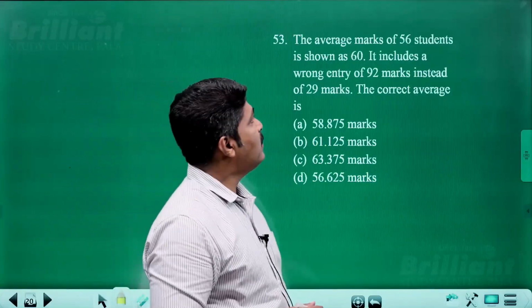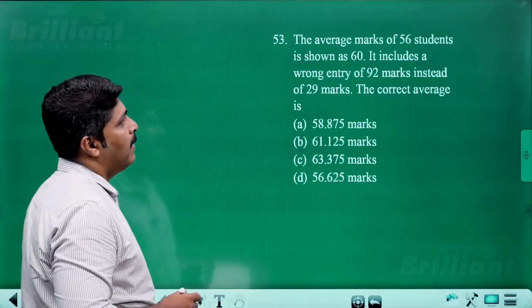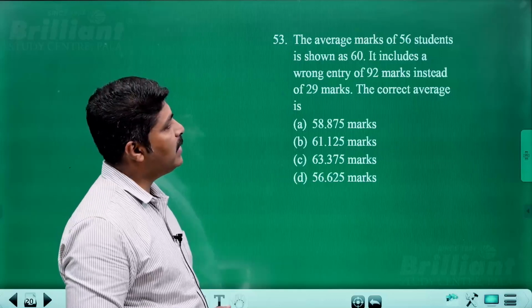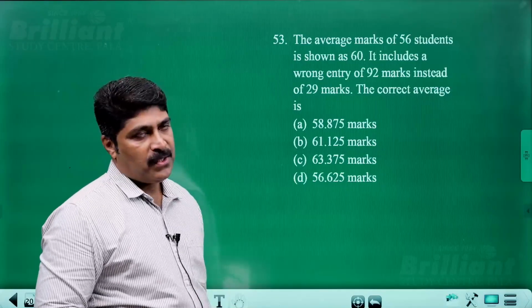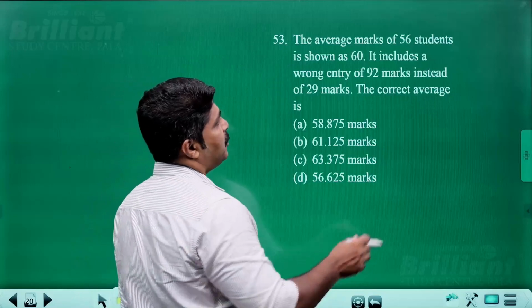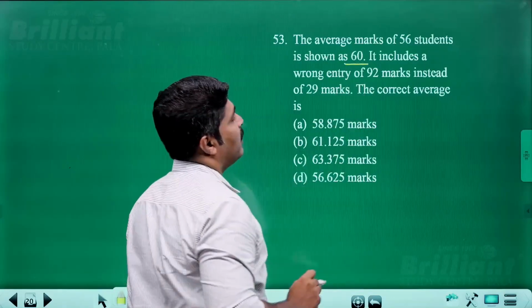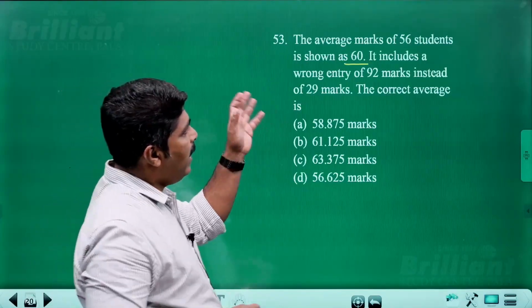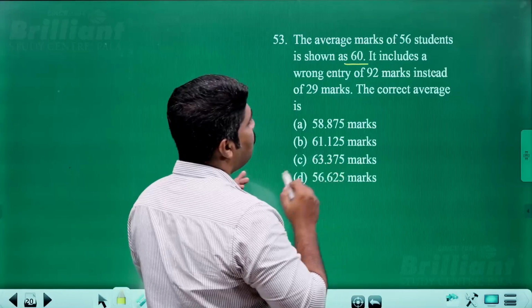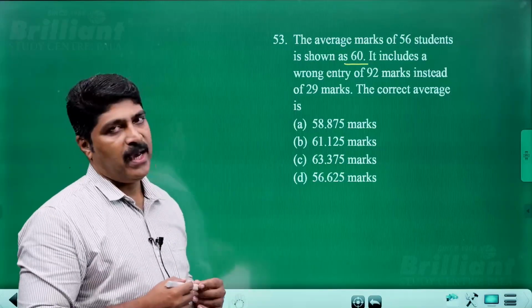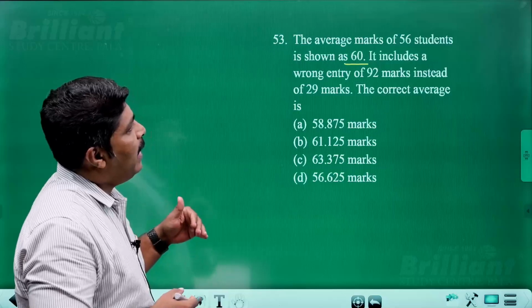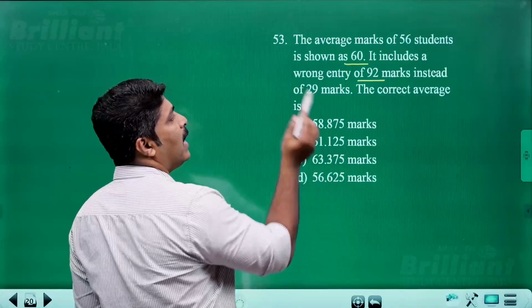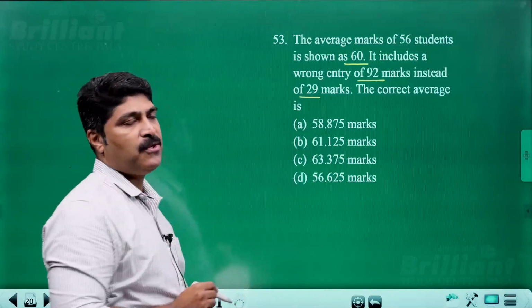The average marks of 56 students is shown as 60. It includes a wrong entry of 92 marks instead of 29 marks. The correct average is? So there is a variation in this initial average. The initial average is shown as 60, but there is a wrong entry of 92 marks instead of 29. So this 92 is the wrong entry. We have to remove it and replace it with 29.